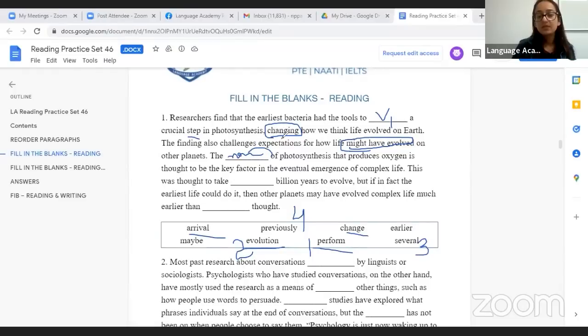Changing was mentioned, but changing was not mentioned for bacteria. Changing was mentioned, changing how we think. Our thinking is changing. Here we are saying bacteria had the tools to dash photosynthesis. This changing and this changing are completely for different reasons. So we cannot say bacteria had the tools to change photosynthesis. So bacteria can just maybe impact, affect, play a role, but it cannot change a natural process. Right?